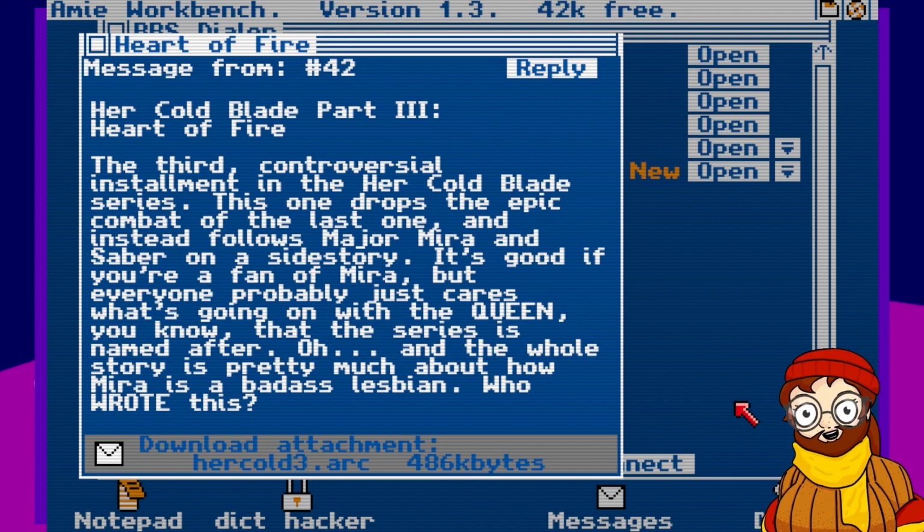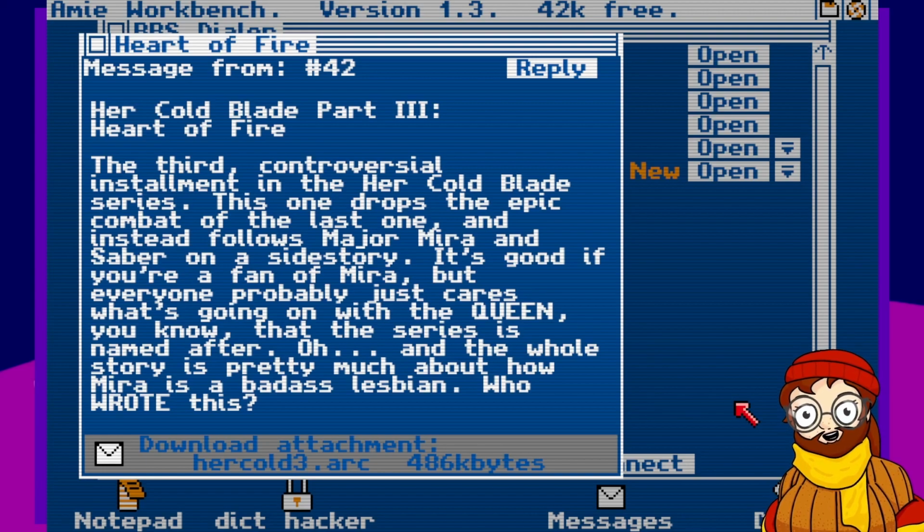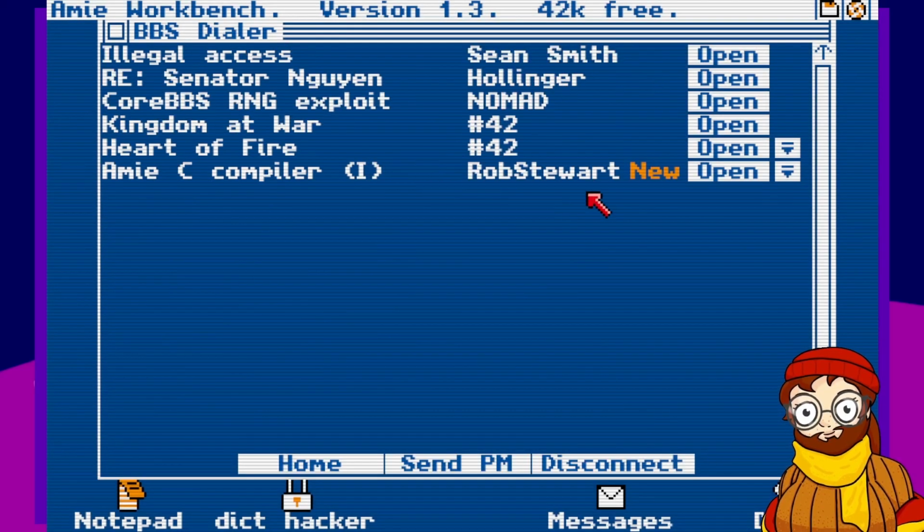Who wrote this? So, fun trivia. Her Cold Blade is not a real series. It's just a thing made up for this story. But you can play Her Cold Blade Part 3 Heart of Fire because it's not an epic war game. So the creator just made it. You can just play it. I don't remember if it's good or not, but I just think that's fun.